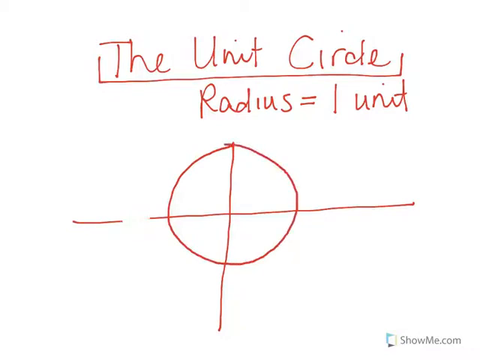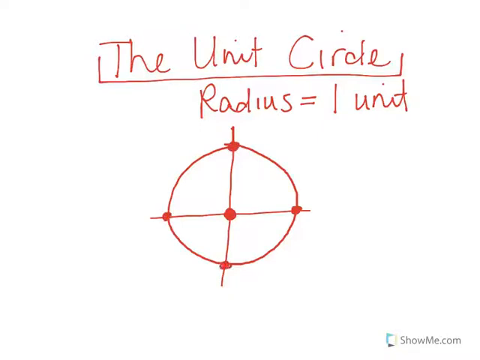Good enough. I don't really need this extra axis here. So the origin is the center of the unit circle, and since the radius is 1 and we are on the xy axis, we should be able to figure out the coordinates of each of these points that I'm bolding.